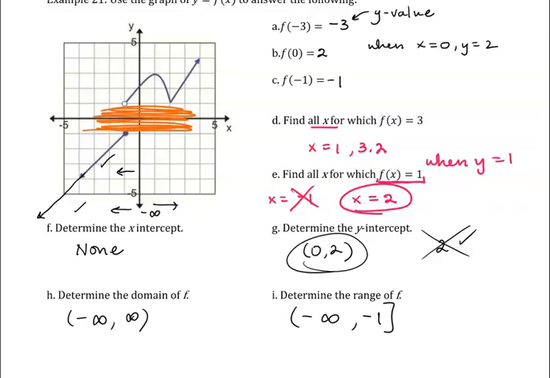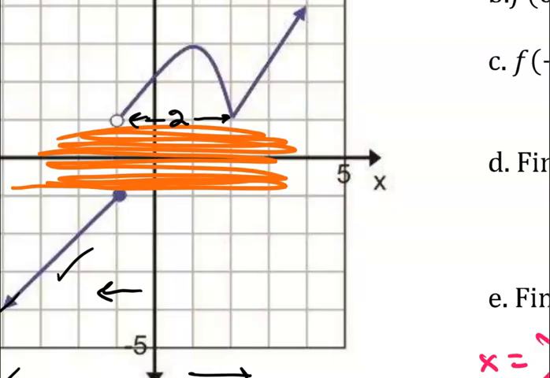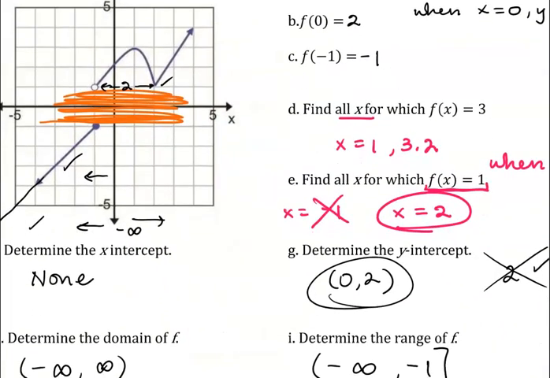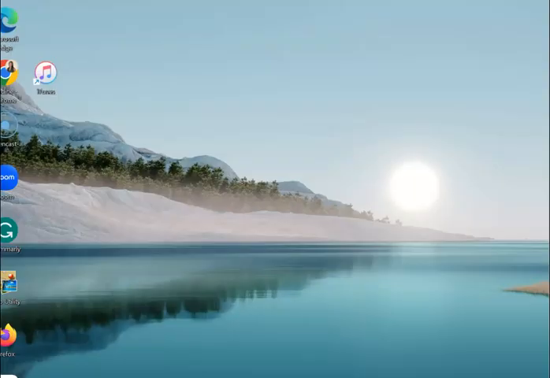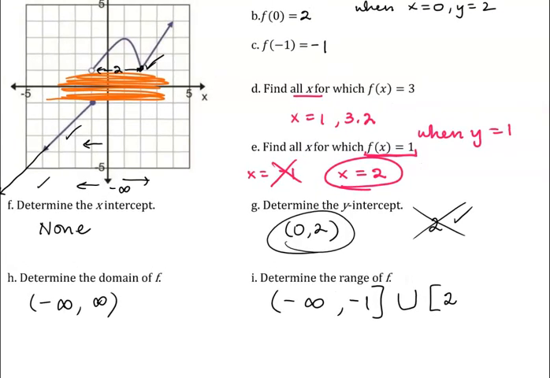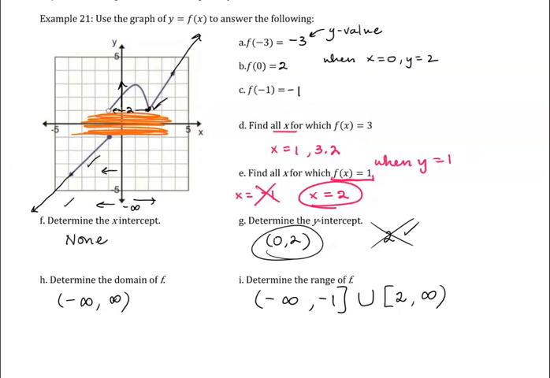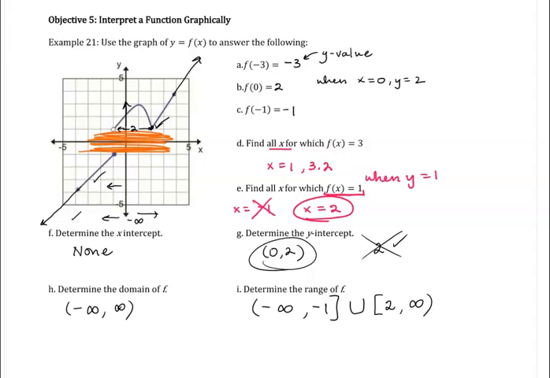I do not see the function again until I get up to 2, right? You may say, oh, but that point's open right there. Well, that's fine, because if I look right, that's closed. That's included in the function. So the range does pick up again at 2. So I'm going to union this with 2, and I'm putting a bracket on 2 again because that is included. And then as we continue to move up the y-axis, we will continue to see the function onto positive infinity because this piece continues to extend upward. When we think about range, we have to think about bottom to top. And so that completes our final objective for this lesson.